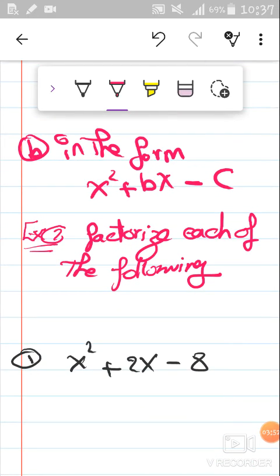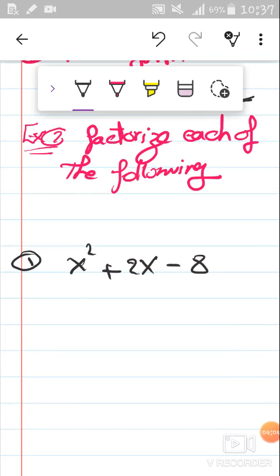Okay. What about factorizing the form x² plus bx minus c? If the last term is negative, how can I do this? Exercise number 1. If we have x² plus 2x minus 8, the power of x is arranged correctly. Also, there is no common factor.